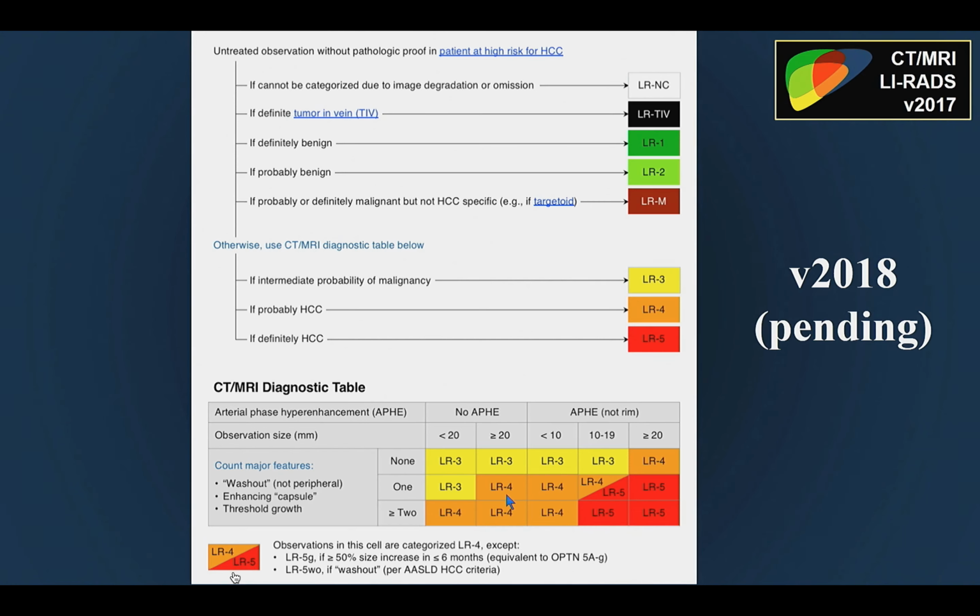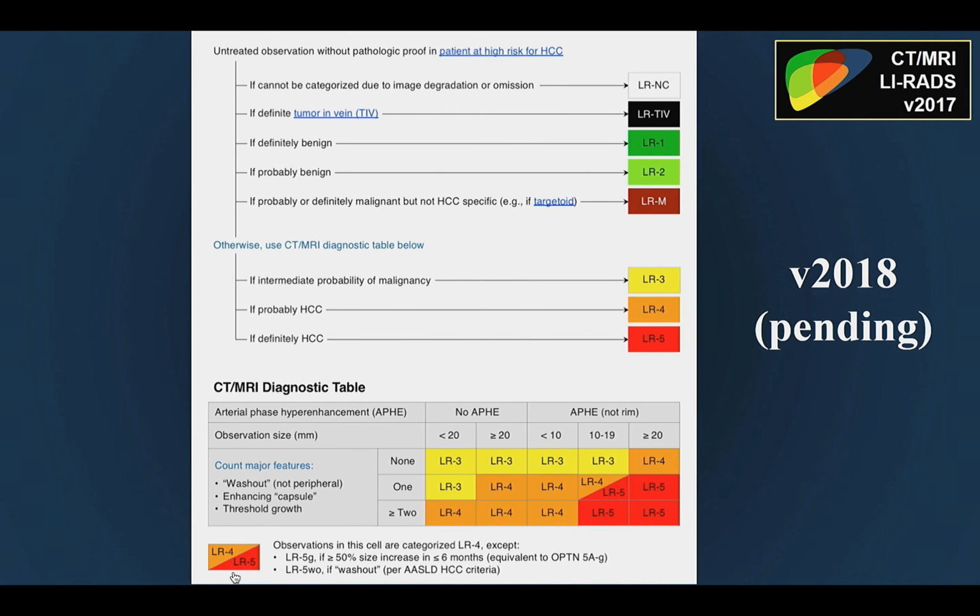So you had to have one of those and you'd end up in this cell, which was split diagonally. And what used to live here was stuff like 5G, 5US, and it was a little bit confusing, I admit. And so now we haven't entirely decided what the little designations are going to be, but basically if something's in the cell and is either washout or threshold growth, it's going to be a LIRADS 5. If the thing in the cell is only capsule as that major feature, it stays as a LIRADS 4.